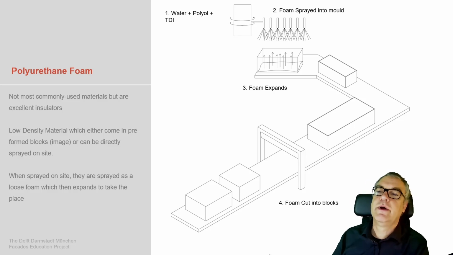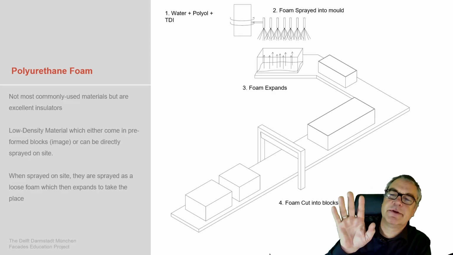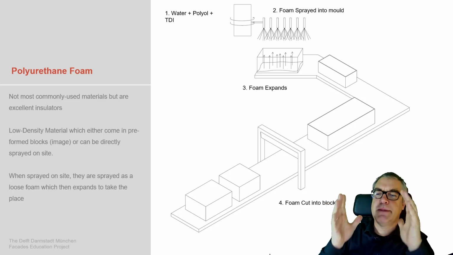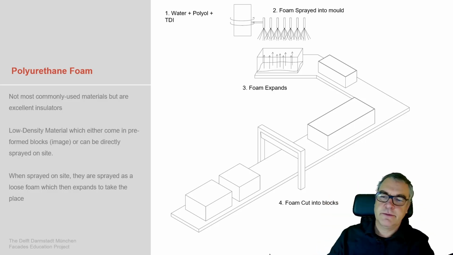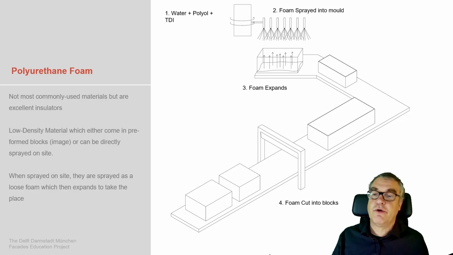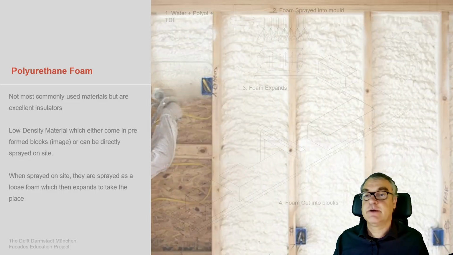Polyurethane foam. The foam is sprayed. That's a rather uncommon use. We're going to see the other use in a second. The foam is sprayed in a position, expands to its dimension, and then is cut and then brought into position. You remember acoustics, that's something where polyurethane foam is actually quite useful.